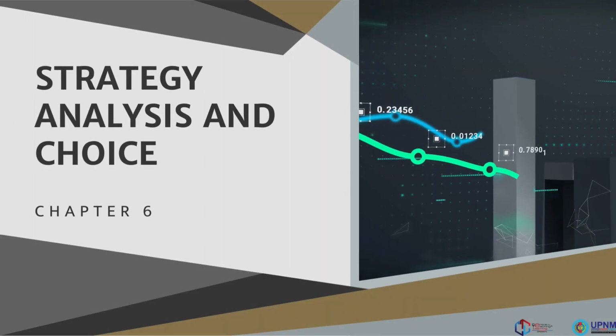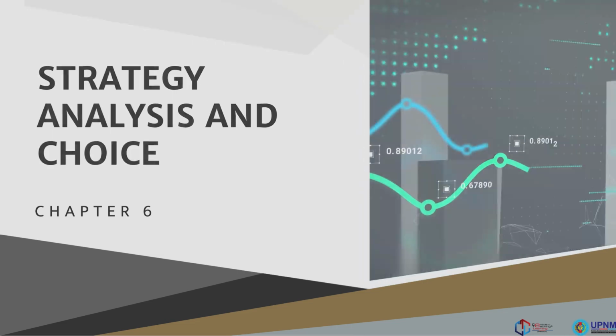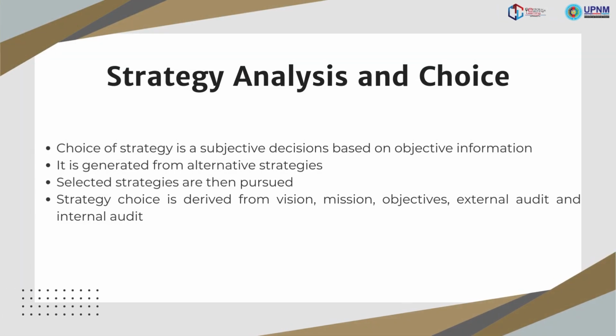Characteristics. Strategy analysis and choice. Choice of strategy is a subjective decision based on objective information. It is generated from alternative strategies. Selected strategies are then pursued. Strategy choice is derived from vision, mission, objectives, external audit, and internal audit.